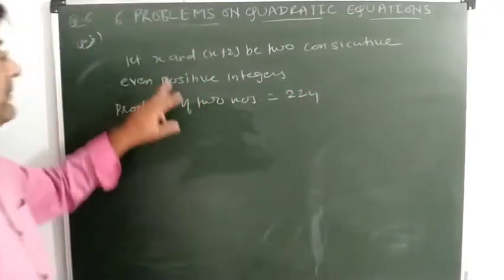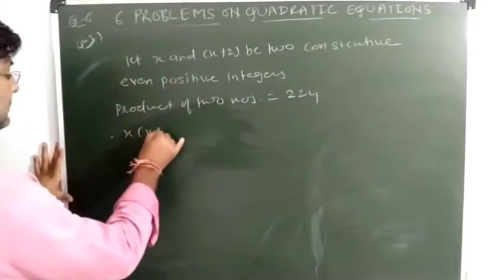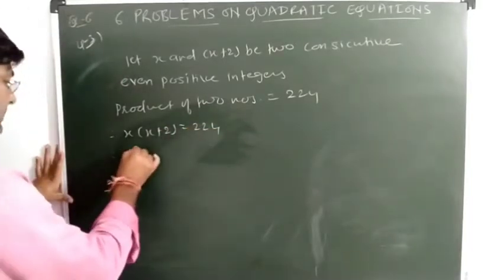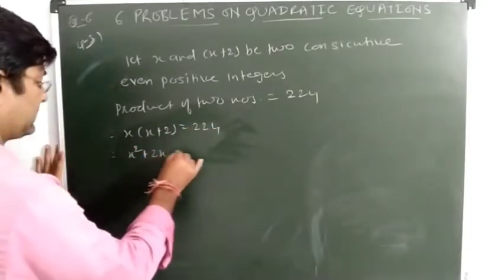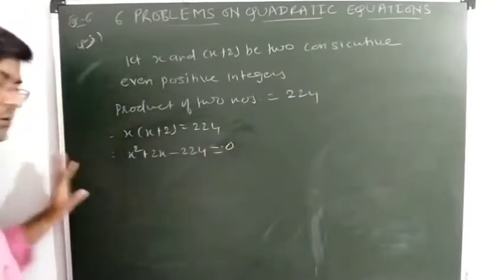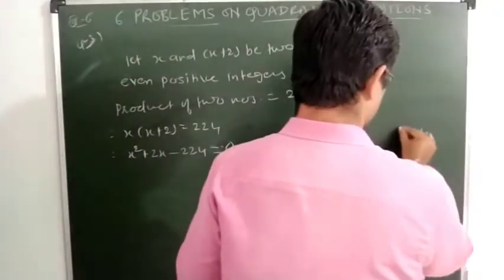So which are the two numbers? x and x plus 2. If you multiply the two numbers, x into x plus 2, you will get 224. On simplification, x square plus 2x minus 224 is equal to 0. Now we have to solve the quadratic equation.